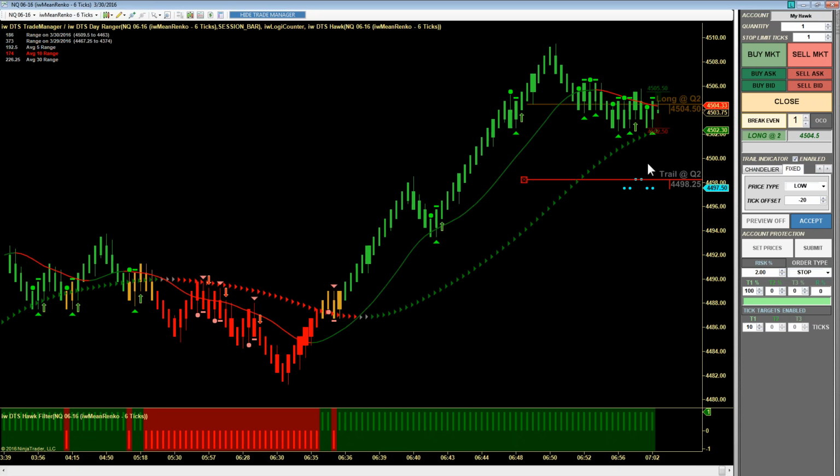Still working a macro pullback signal. This may turn into a 4-arrow consolidation, which is another one of our high probability signals here on the Hawk. It's essentially looking for 4 signals, and the market tends to rally off of that 4th signal. So we like to be alert for those.